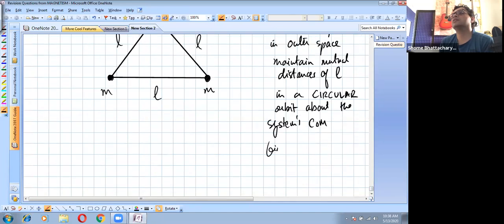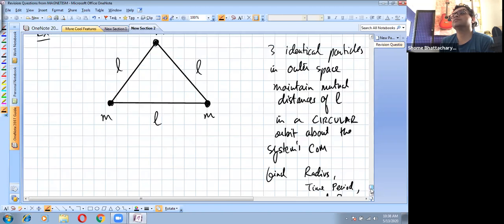So find radius, time period, and speed of the orbital motion, in terms of quantities which are shown on the diagram, that is small m and L. The mass of each particle and the length of the equilateral triangle shape.